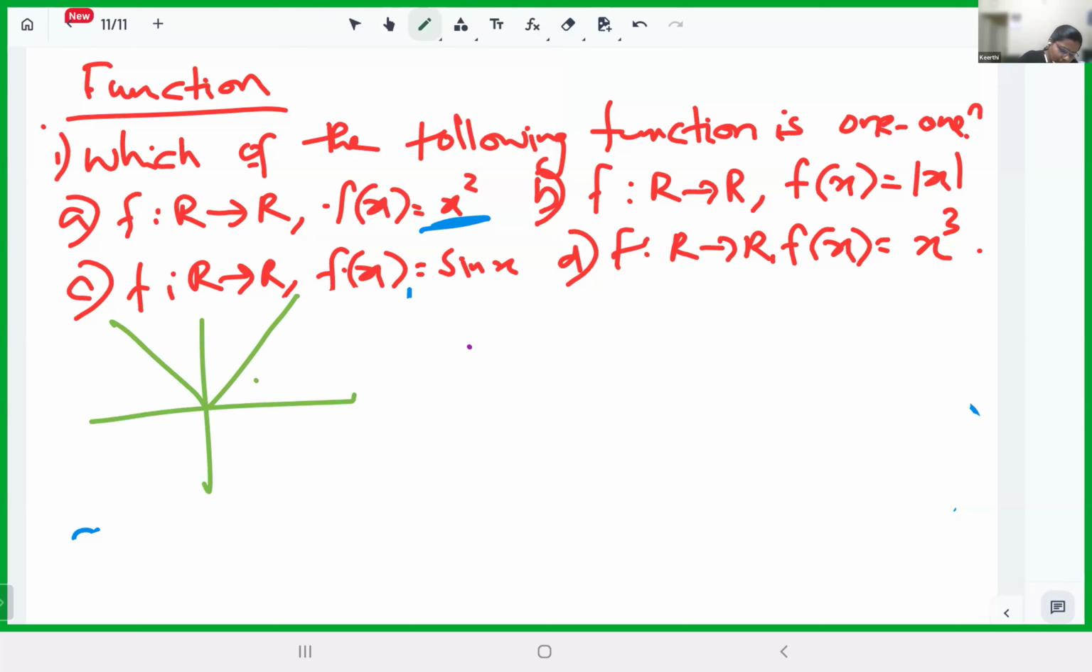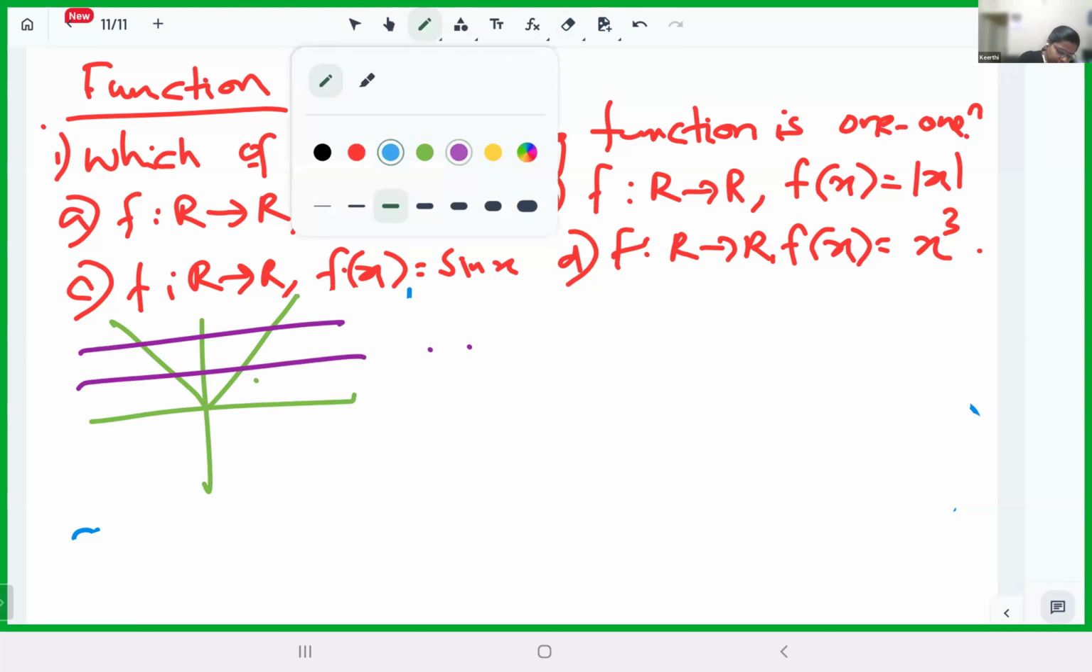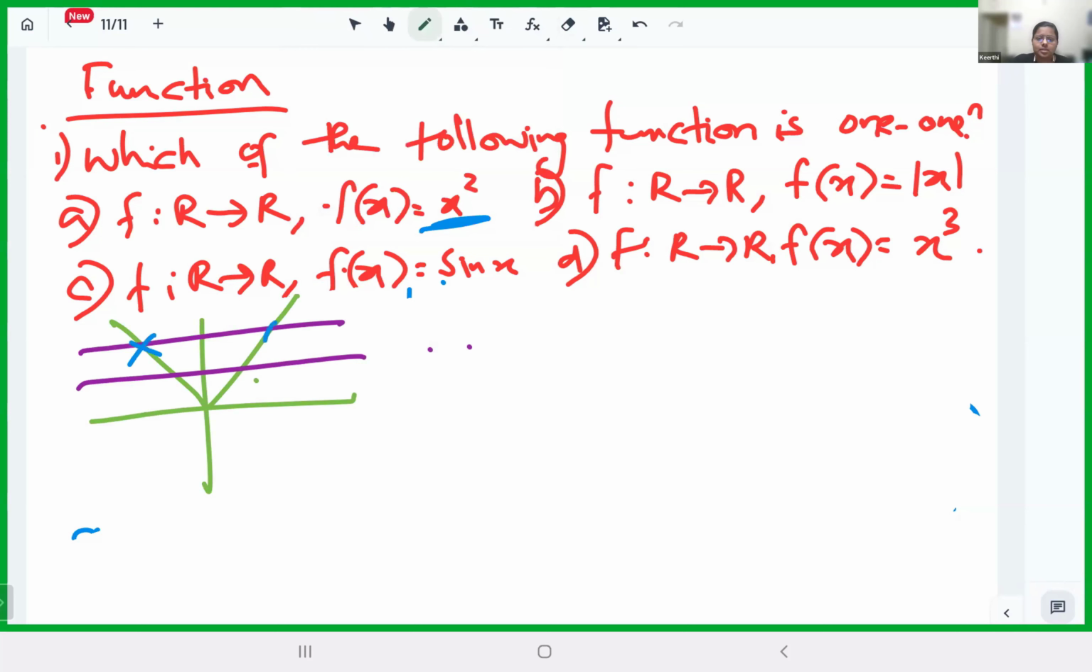So you can check it by our method. That is, if you construct parallel lines to x-axis, horizontal lines to x-axis, you can say that these lines touch the graph in more than one point, right? Here you can say that they are intersecting in more than one point. So we can say that it is not 1, 1. So modulus function is not 1, 1. And according to our traditional method, if f of x1 is equal to f of x2, then x1 should equal x2, right? For that, we'll check with examples.